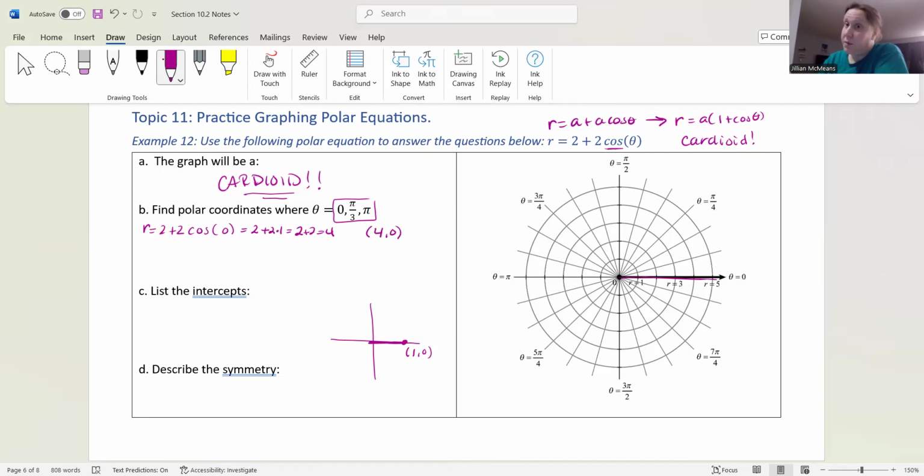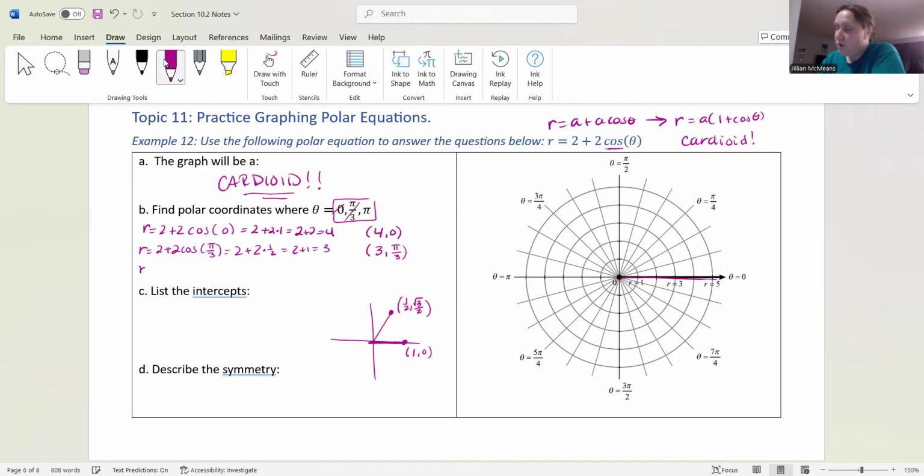Okay, now we're going to repeat this process, but this time we're going to use pi over 3. So r equals 2 plus 2 times cosine of pi over 3. If we had pi over 3, that's kind of like up here, and on the unit circle we would have the ordered pair (1/2, root 3 over 2). So cosine of pi over 3 is a half, okay? So we get 2 plus 2 times a half. Well, 2 times a half is just 1. So we get 2 plus 1, or 3. So we have the polar coordinate (3, pi over 3).